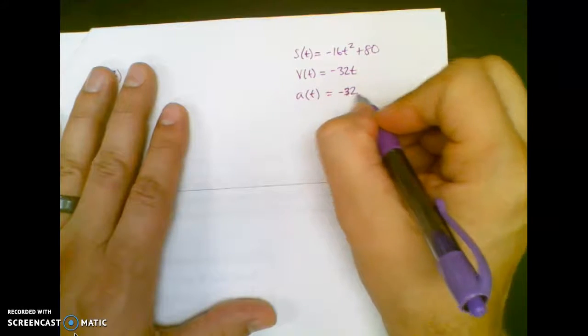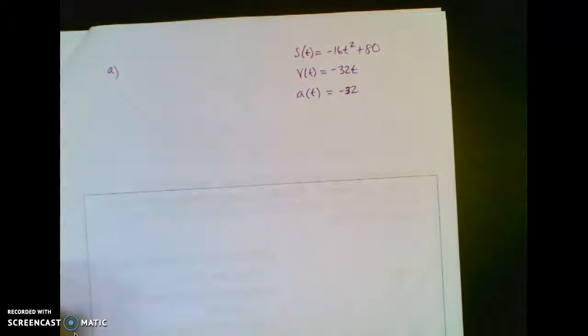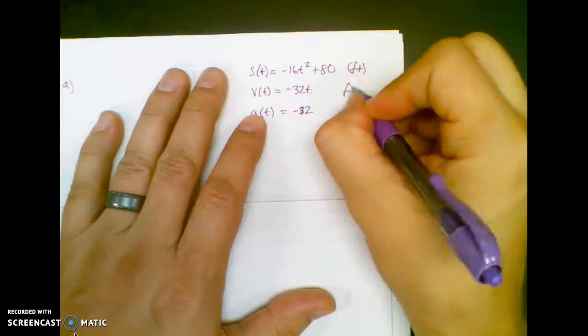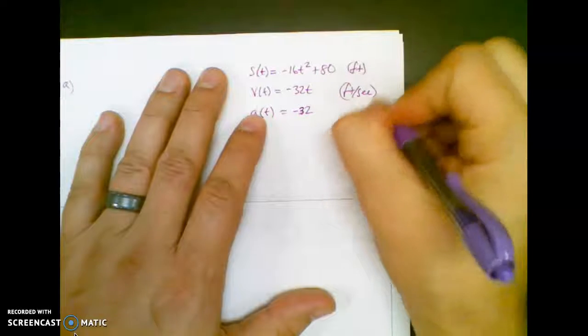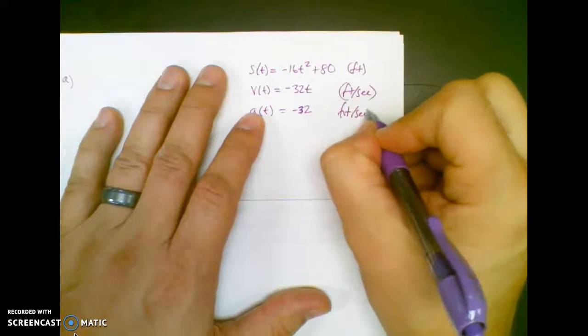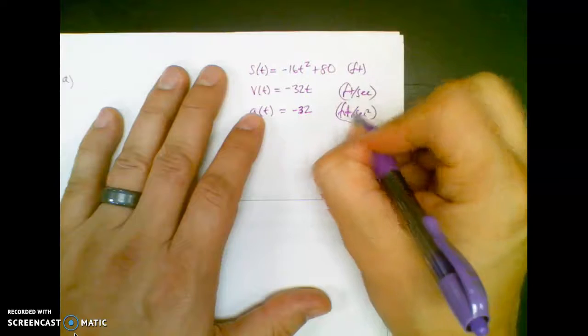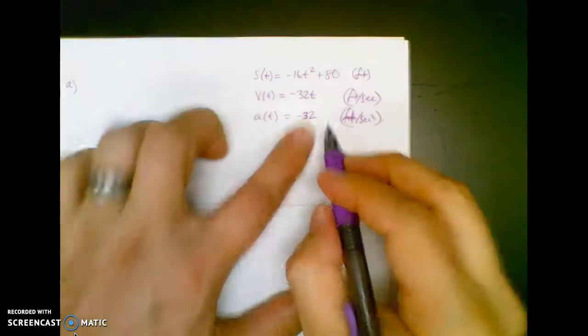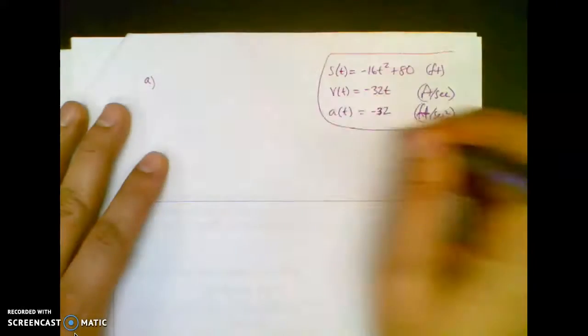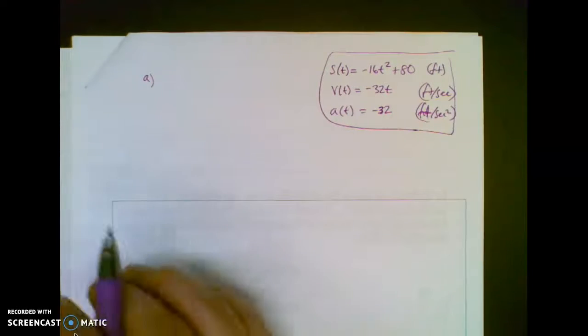And if you look that up, that's how many feet per second. We should probably write that. This is in feet. This is in feet per second. And this is in feet per second squared, or feet per second per second. So negative 32 is the pull of gravity in feet per second squared. We're going to use these in all the parts of the problems. Okay, so let's try it.